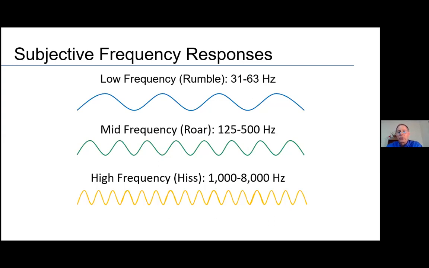Then there's the mid frequency noise. It's often referred to as a roar. That's usually the 125 to 500, possibly 1,000 hertz frequency range. And then you have your high frequency sound, which is often considered to be a hiss, and that is your 1,000 to 8,000 or 10,000 hertz sound.